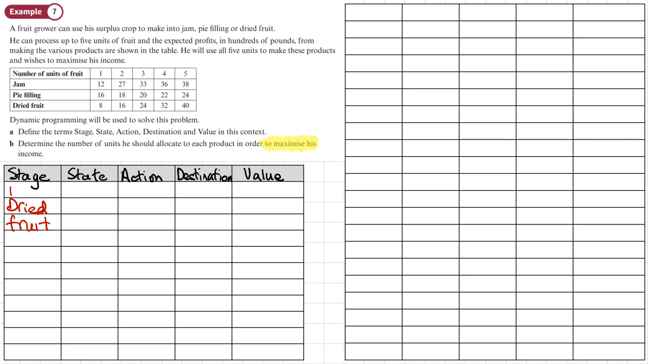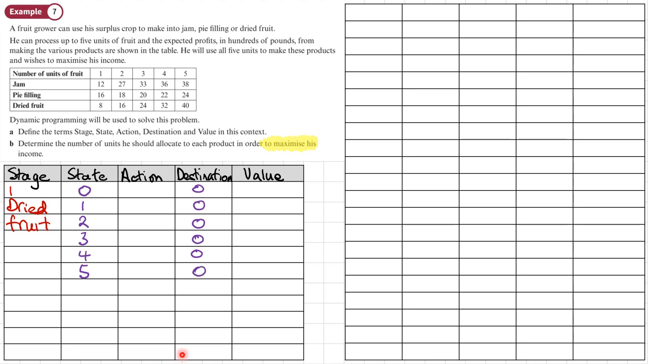Well, maybe all 5 units have been used up and there's none to pass on, or maybe 4 units have been used up so there's 1 to pass on, 3 units have been used up so there's 2 to pass on, 2 have been used up so there's 3 to pass on, one has been used up, or maybe none have been used up. Now, because we're at stage 1, which is the last part of the network in this dynamic programming problem, we always need to make sure that we end up with none in the destination. So there should be none left at the end.